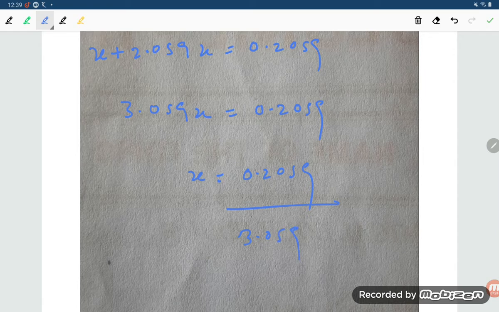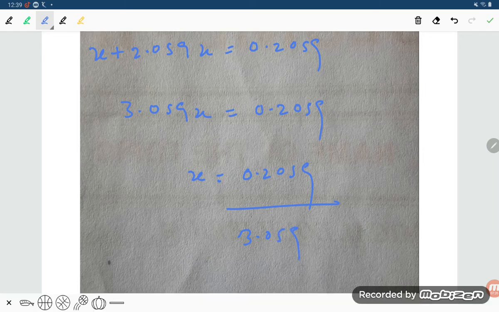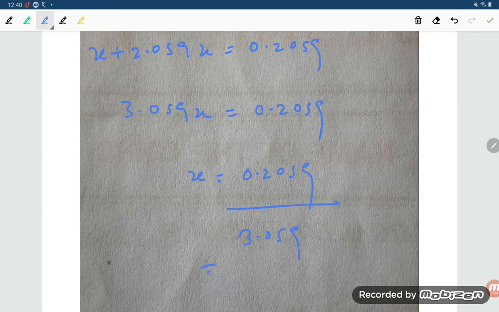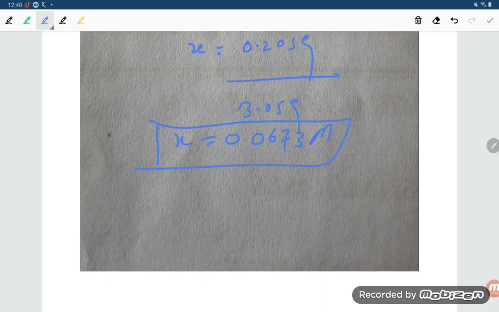So let us have a look and solve it, student. Only the division is left. So 0.2059 divided by 3.059. It is coming to 0.0673 capital M. So that is the equilibrium concentration of CO2.